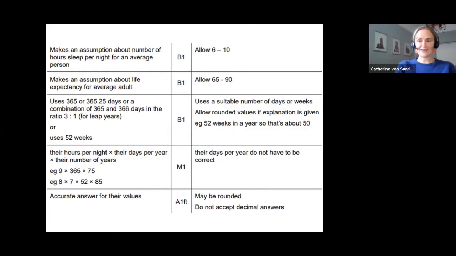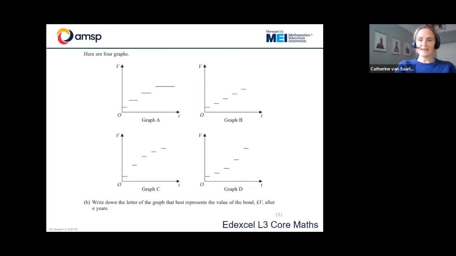Okay, and here's the next question. So again, pause it, have a think about it, think perhaps how this looks different. Okay, so I'm not going to show you the answer to this one because it's just 1 mark, and the answer is graph D. So great if you got that one right. It might be worth thinking about why students might choose the other ones. It's quite an interesting read in the examiner report as well.